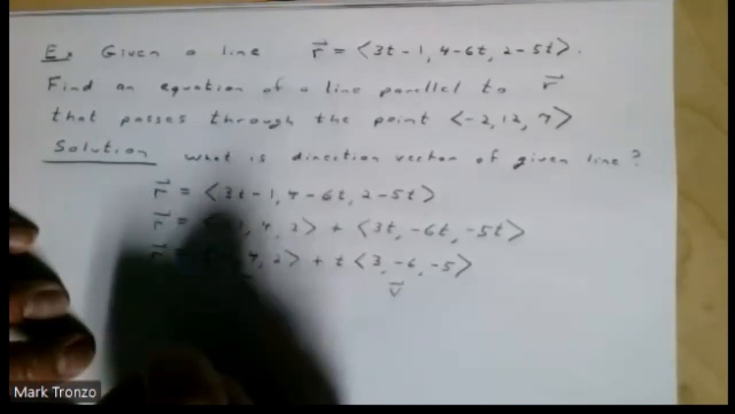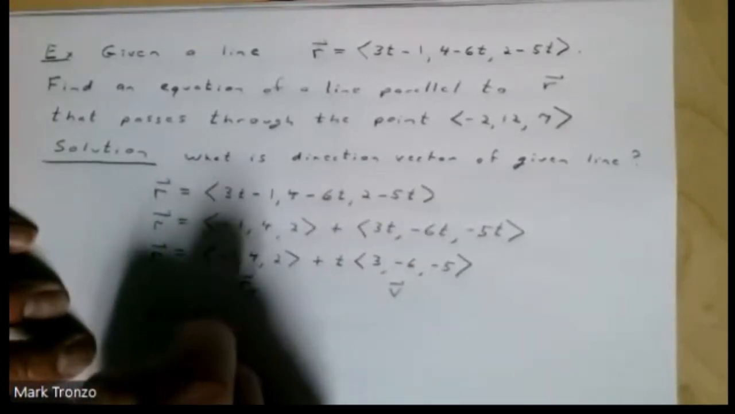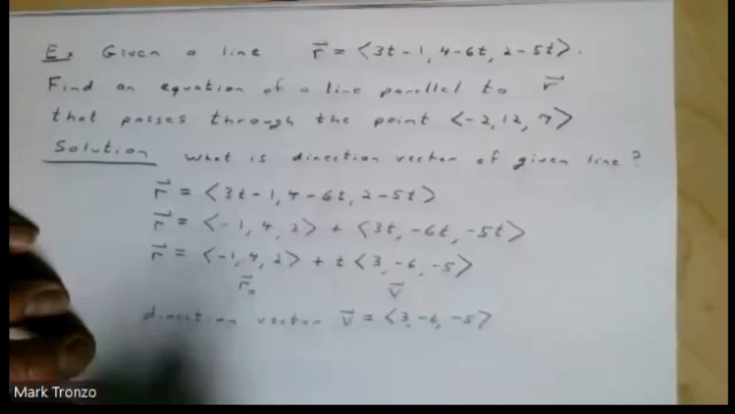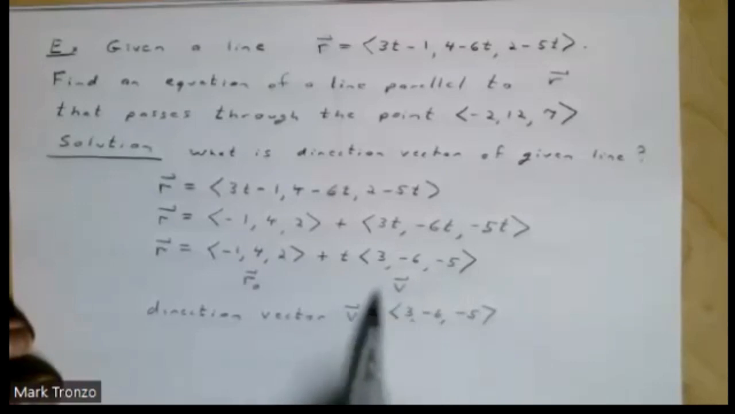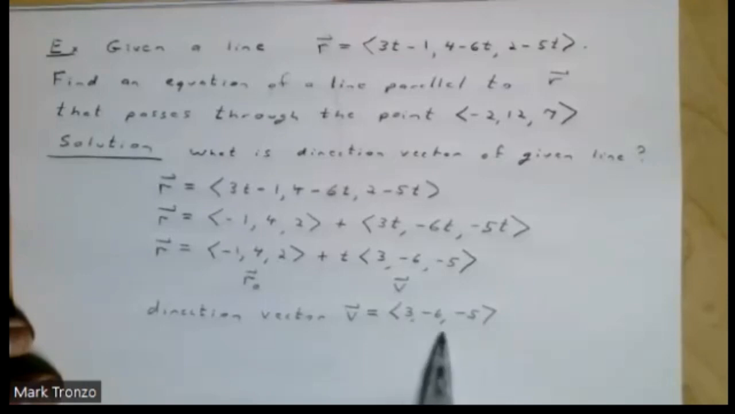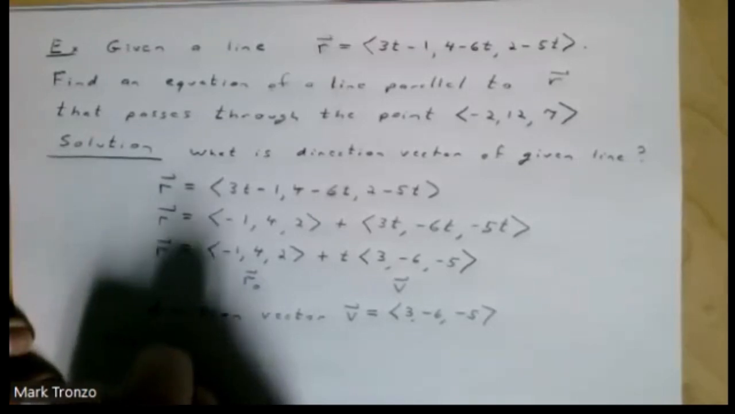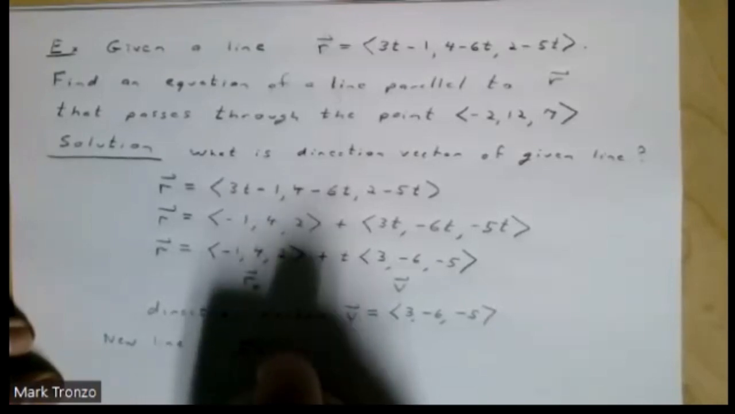So you can see the direction vector is V, like that. And so now we want our line to be parallel to this line. So we want to have the same direction vector for our new line. So for our new line, and let me just give it a different name, let me just call it R star.